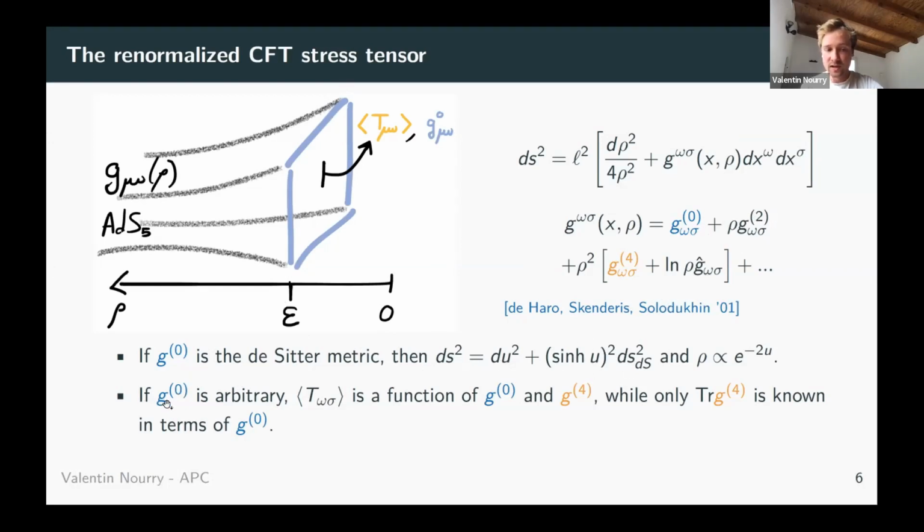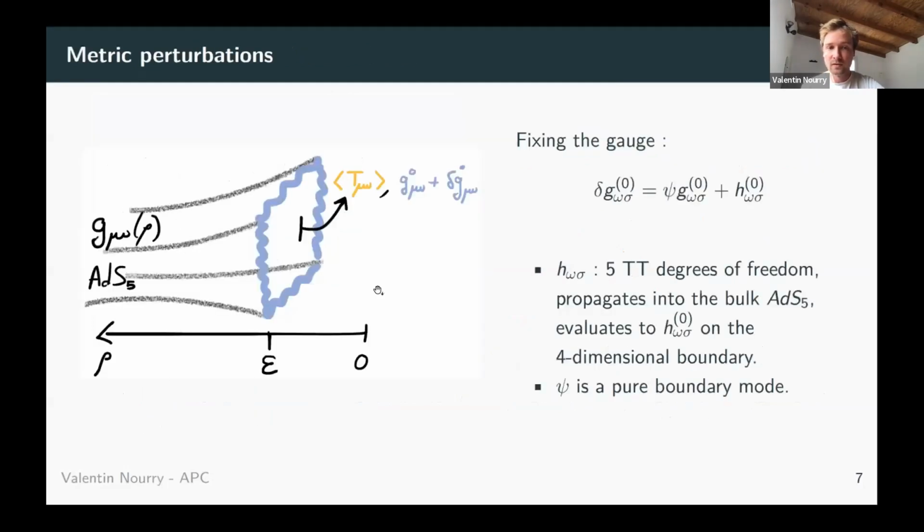But if G0 is arbitrary, because we will include perturbations, then the one-point function of the stress tensor, the renormalized stress tensor, will be a function of G0 and G4. And for an arbitrary geometry, only the trace of G4 is known in terms of G0. So now we include metric perturbations around de Sitter or any maximally symmetric background. And these perturbations are delta G0.